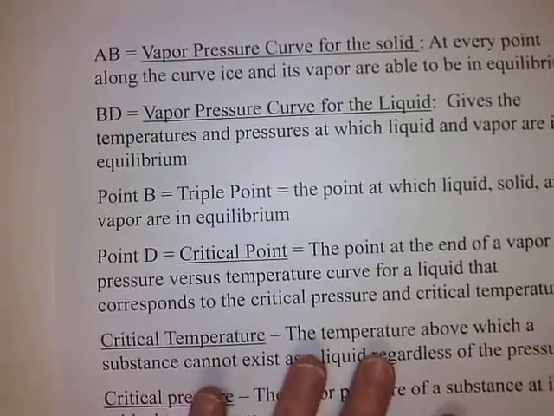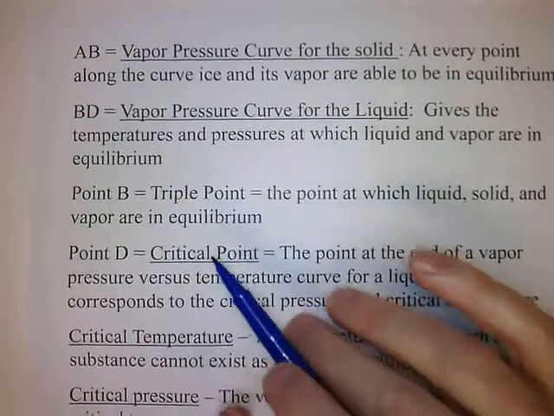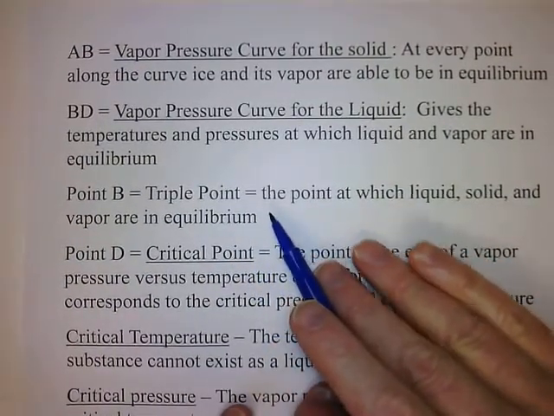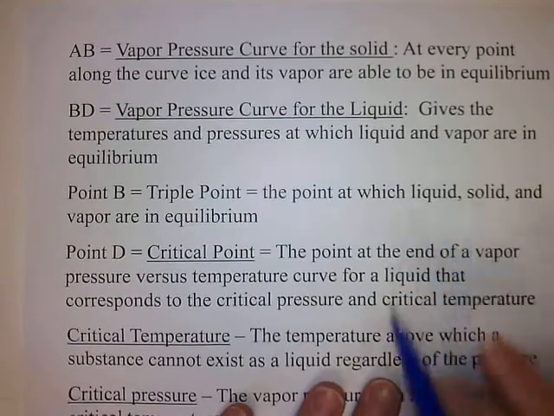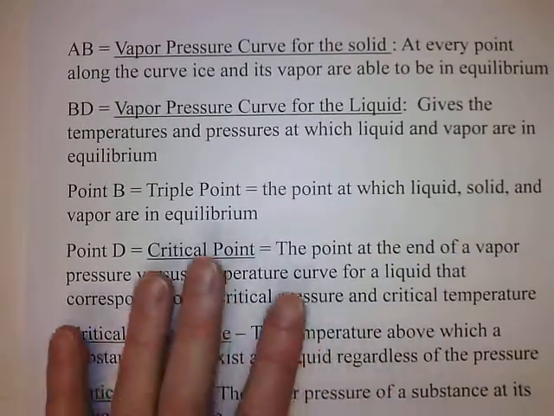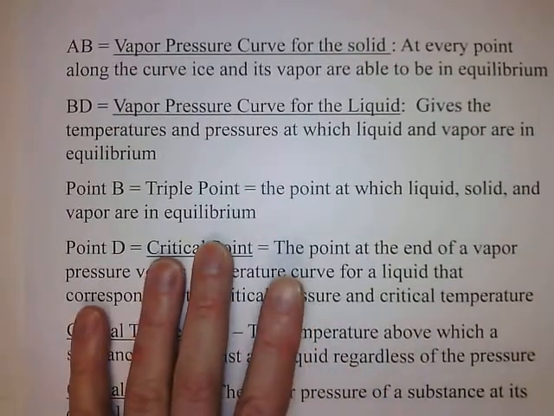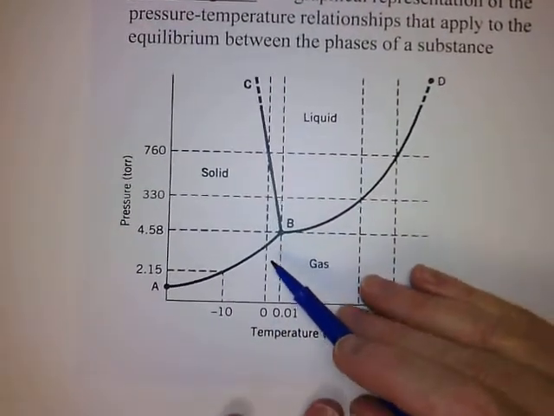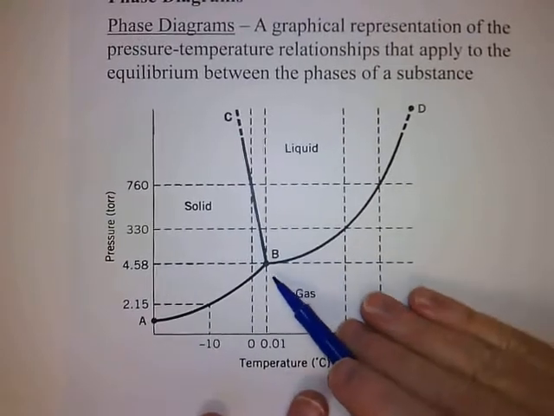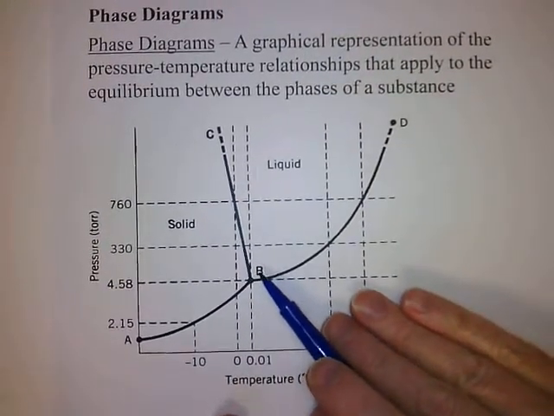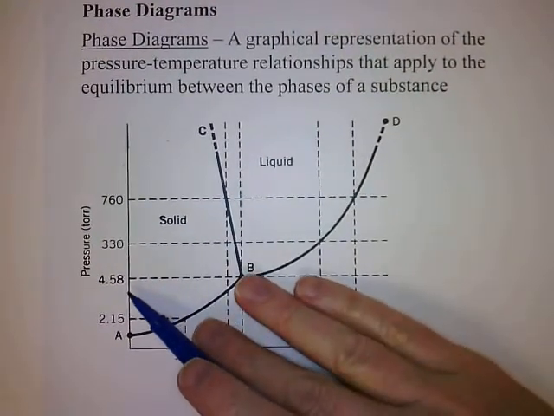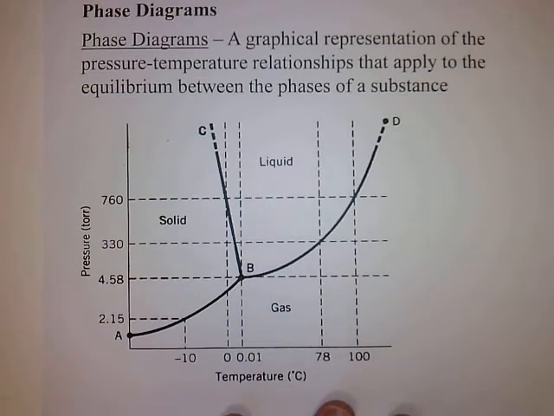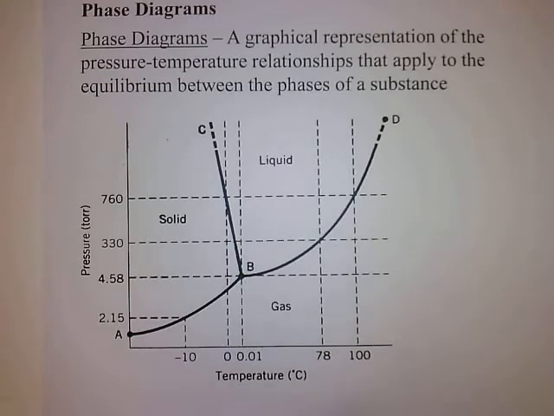Point B is called the triple point. That's the point at which you can have liquid, solid, and vapor all in equilibrium at the same time. That's point B right there, the triple point. For water, that happens at 4.58 torr and 0.01 Celsius.